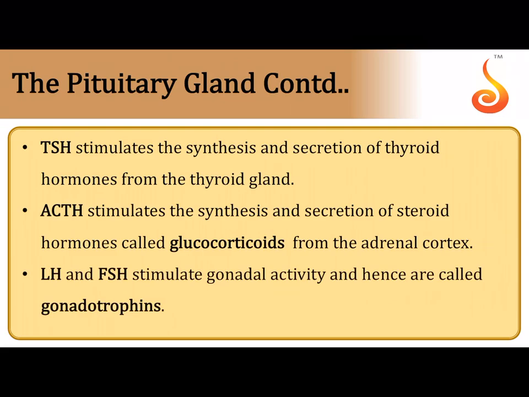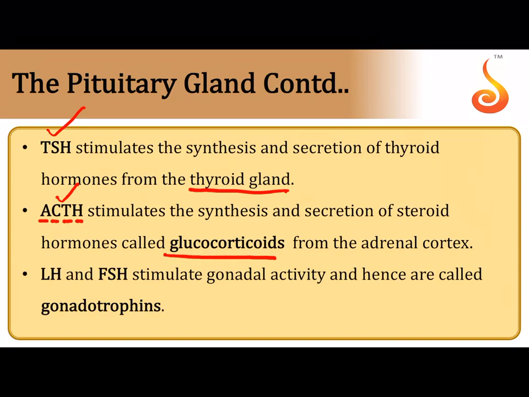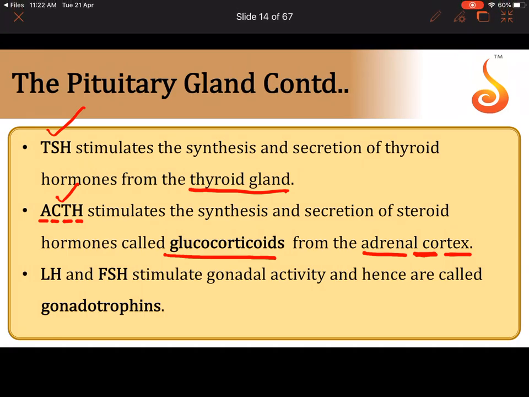Then the hormones of the anterior pituitary include the thyroid stimulating hormone, which stimulates the thyroid gland to secrete its own hormones like T3 and T4, and ACTH, that is adrenocorticotropic hormone, which acts on the adrenal cortex and stimulates the release of glucocorticoids and mineralocorticoids from the superficial layer of your adrenal gland. The superficial layer of your adrenal gland is nothing but the adrenal cortex.